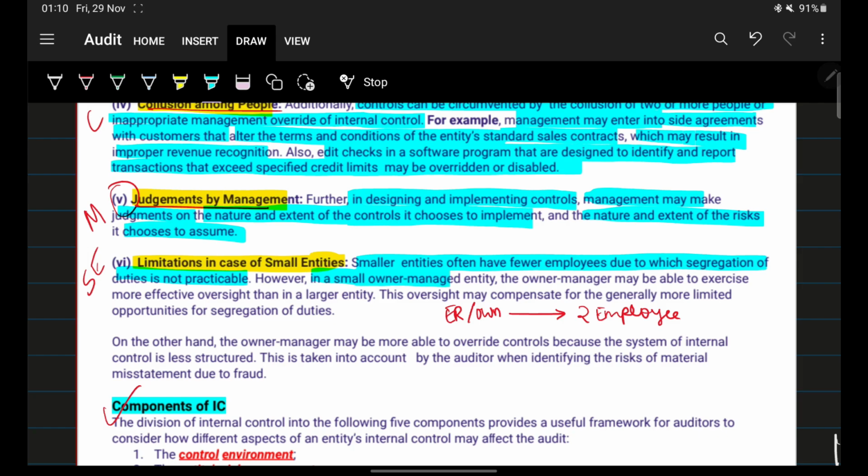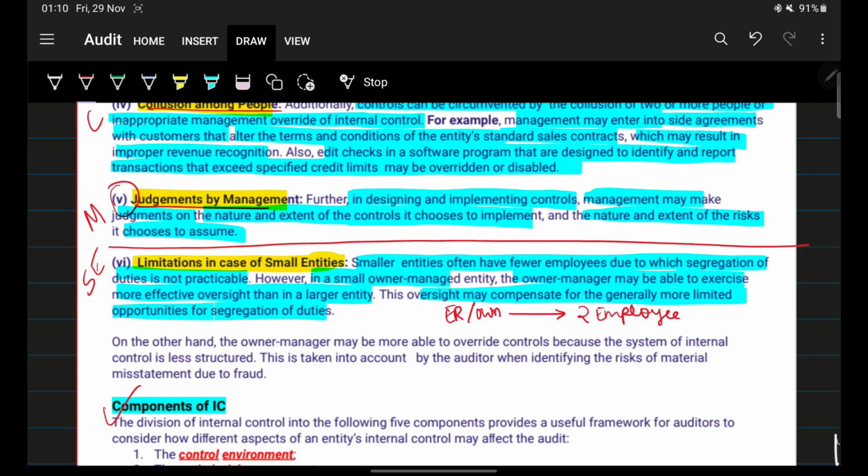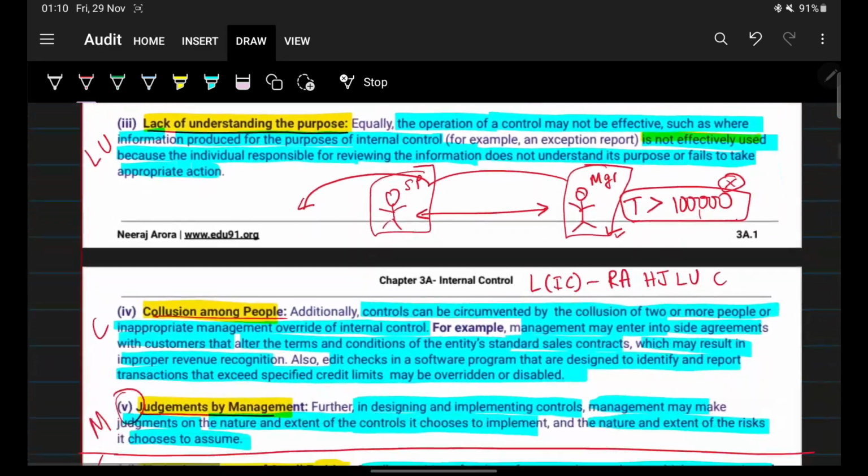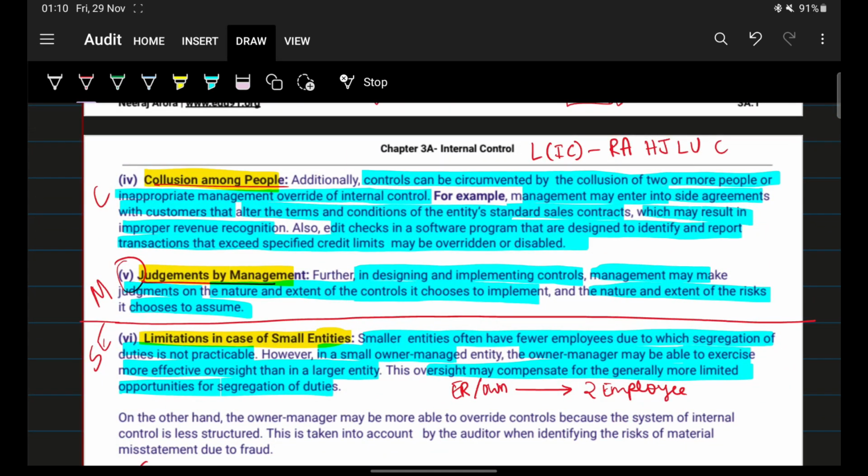In a small owner managed entity, the owner manager may be able to exercise more effective oversight than in a larger entity. This oversight may compensate for the generally more limited controls. So basically this is not a limitation; it is like an exception to the limitation, right? Meaning the above mentioned limitations won't work for smaller entities. These limitations are compensated by the smaller nature.